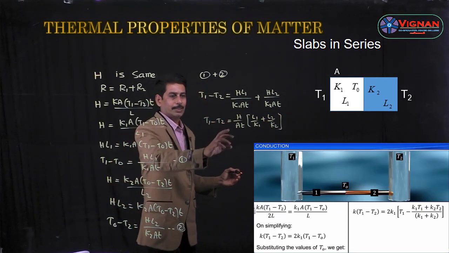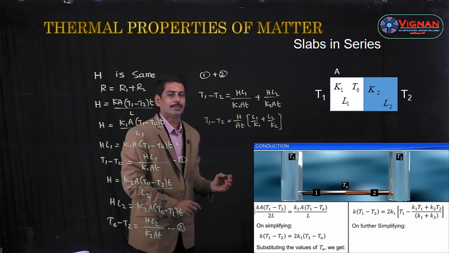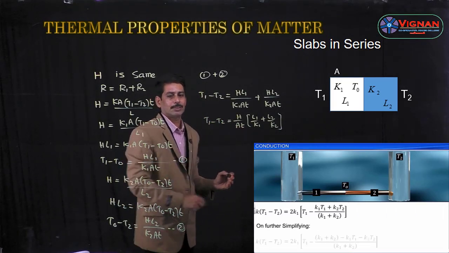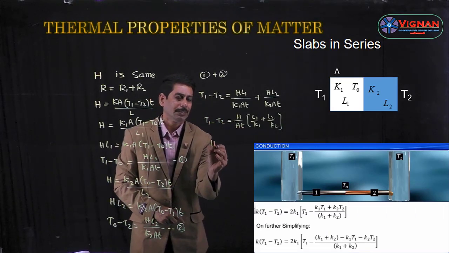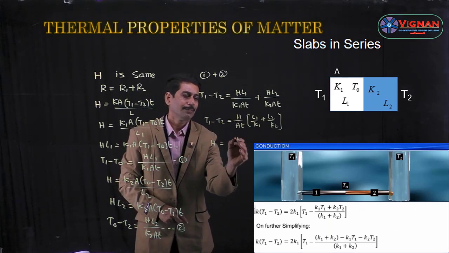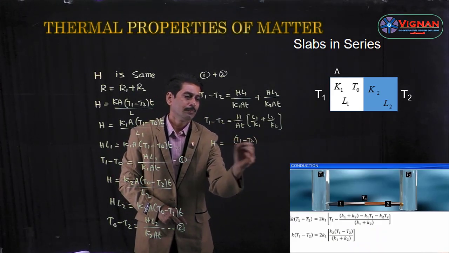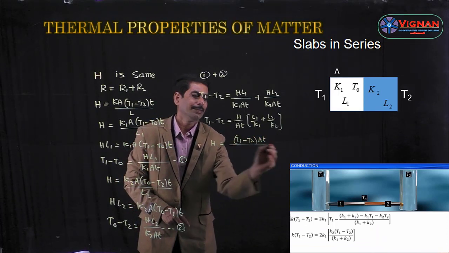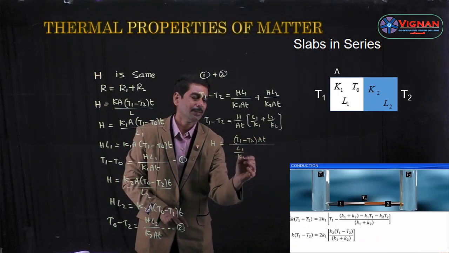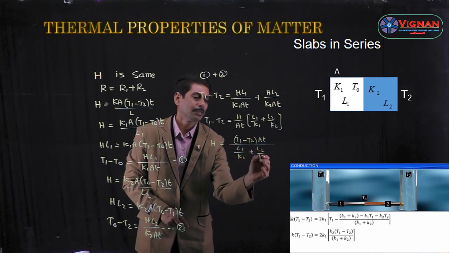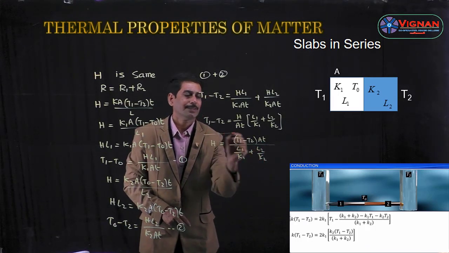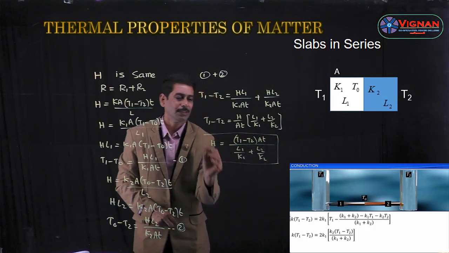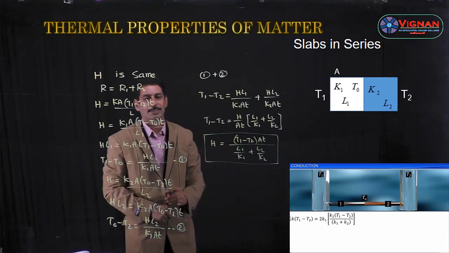So from this we have to find the amount of heat energy flowing in the conductor when two are connected in series. So H we get as T1 minus T2 into A t divided by L1 by K1 plus L2 by K2. So this is the expression for the amount of heat energy flowing when the two slabs are connected in series.